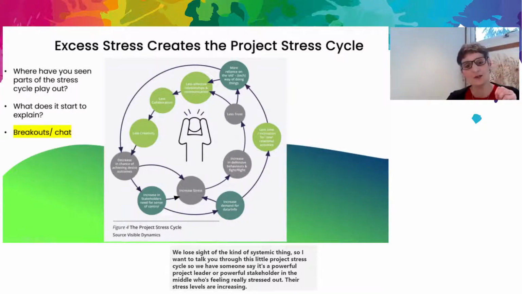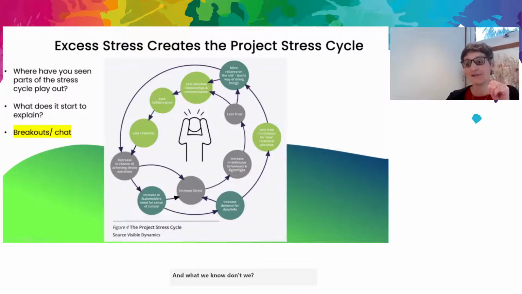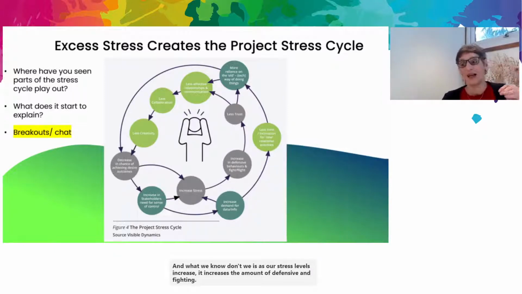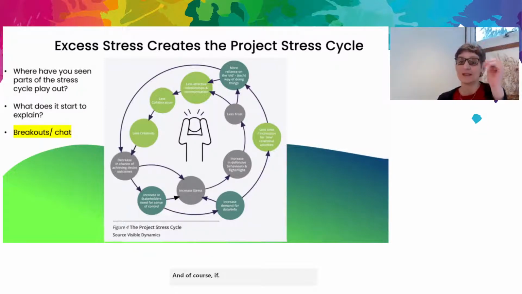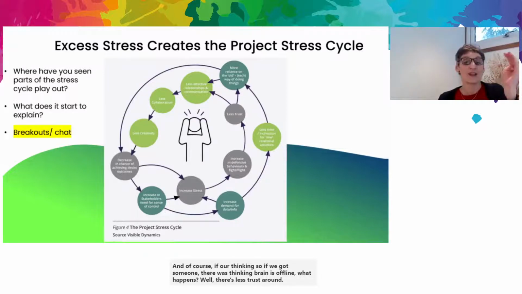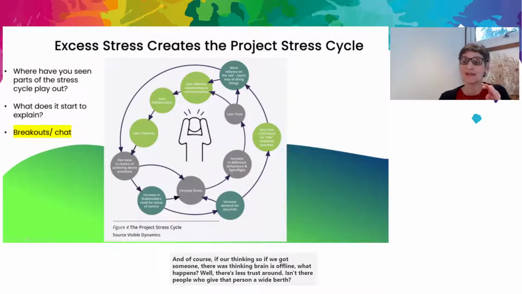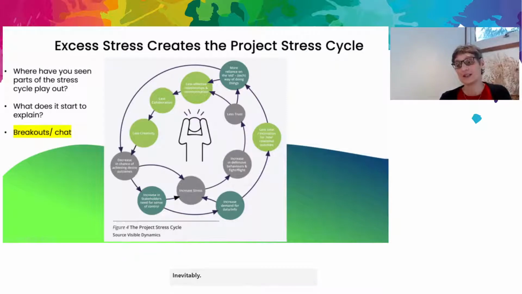What we know is that as our stress levels increase, so does the amount of defensive fight and flight behaviors. And if someone's thinking brain is offline, what happens? There's less trust around, isn't there? People will give that person a wide berth. So we can move up to the green bubbles here. Inevitably, we'll have less effective relationships and communications, less effective collaboration, and less creativity.